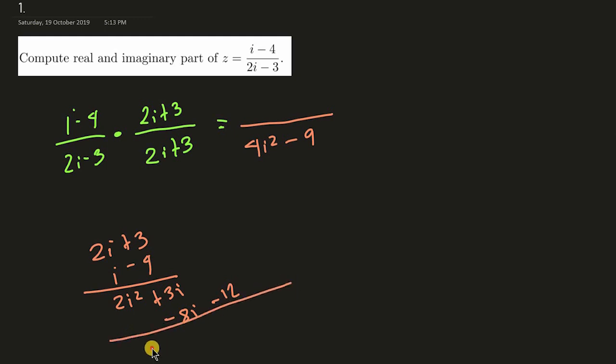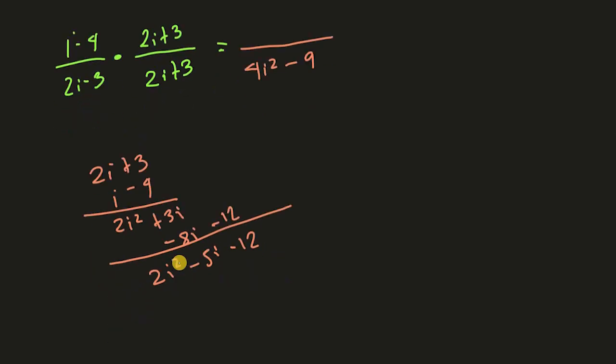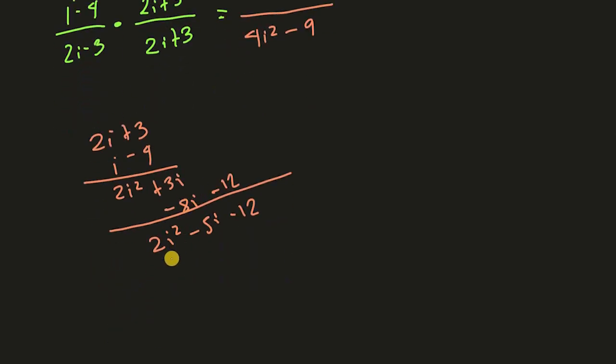So simplifying that, that's 2i squared minus 5i minus 12. Guys, remember, ulitin ko, i squared is equals to negative 1. So let's simplify that. 2 times negative 1 minus 5i minus 12. So that's negative 2 minus 5i minus 12. So negative 2 minus 12 would be equal to negative 14 minus 5i. So let's write that here. Negative 14 minus 5i.